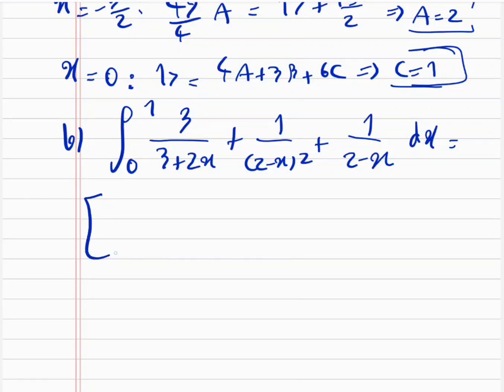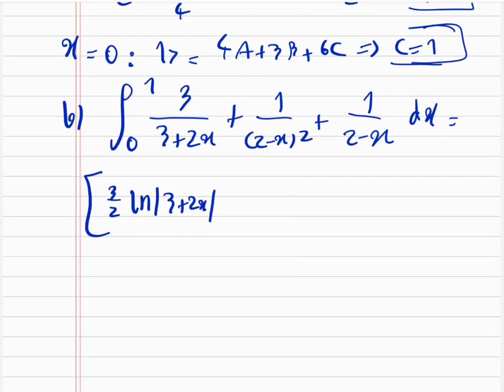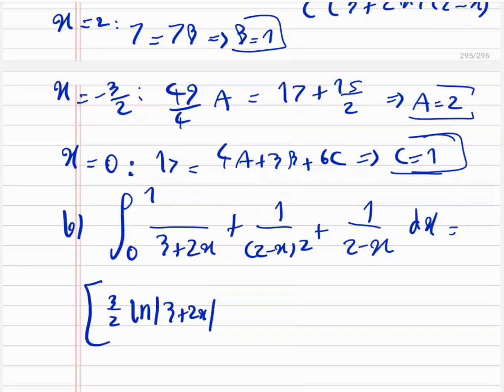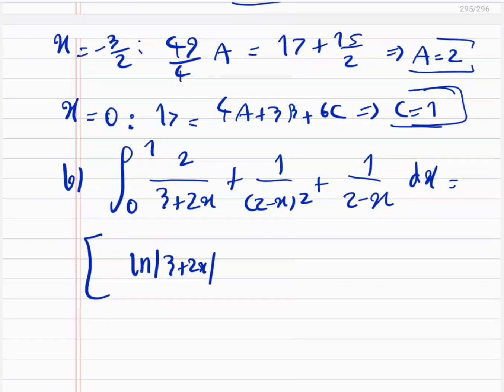First of all, the first fraction integrates to ln of 3 plus 2x. But when we differentiate this, we'll have 2 over 3 plus 2x, but here we must have 3, so we can adjust for that. Actually, I made a mistake when I was writing down, because here the value of A is 2. So it just changes this integral, and it essentially integrates to 2 ln of 3 plus 2x.